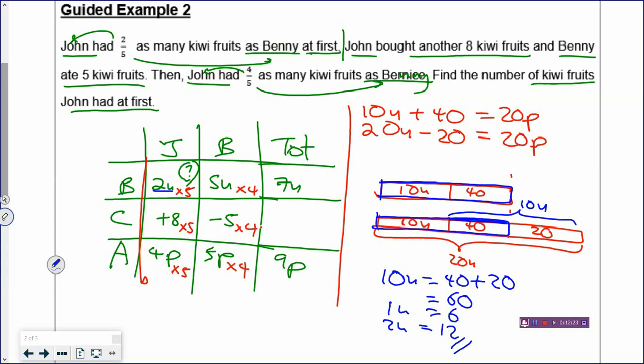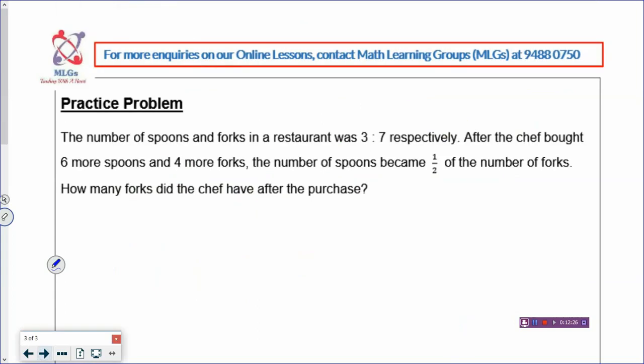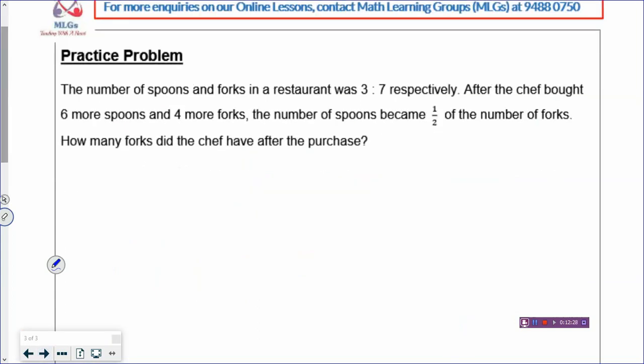Okay, now let's go to the practice problem, and I'm going to give you about 10 minutes to do the same thing. So once you're ready, you can pause the video and you can start now. Alright, so have you solved the problem? Let's read and find out.